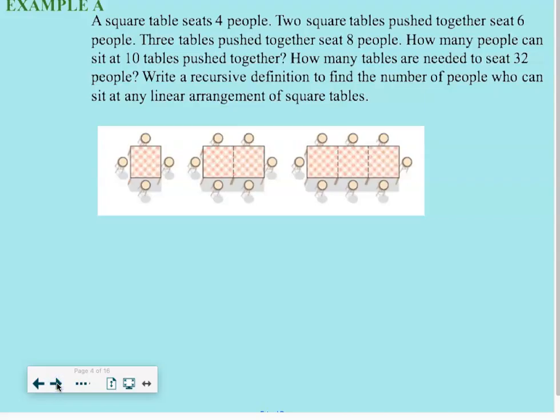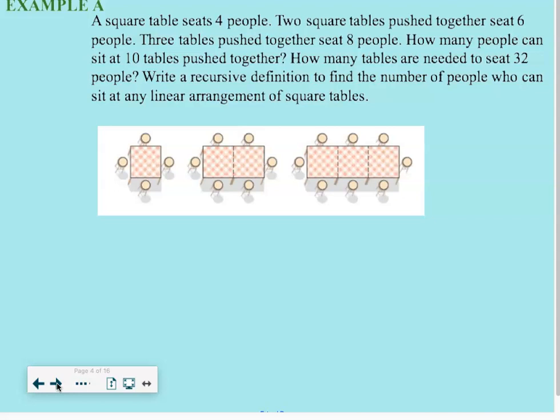All right, so we're going to start with a little problem. Simple sequence about tables and seats. If you look at the square table, and you look at the seats around the table, a square table can sit 4 people. If you take 2 square tables and push them together, you can seat 6 people. If you take 3 square tables and push them together, you can seat 8 people.